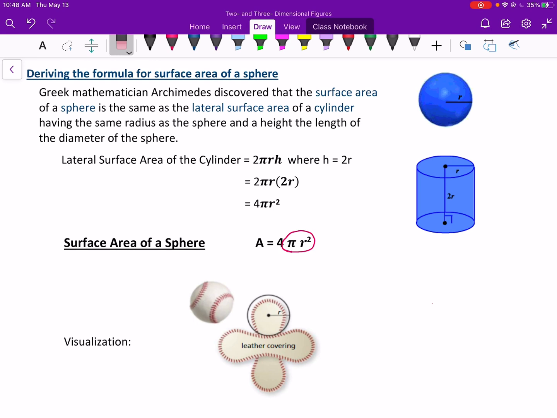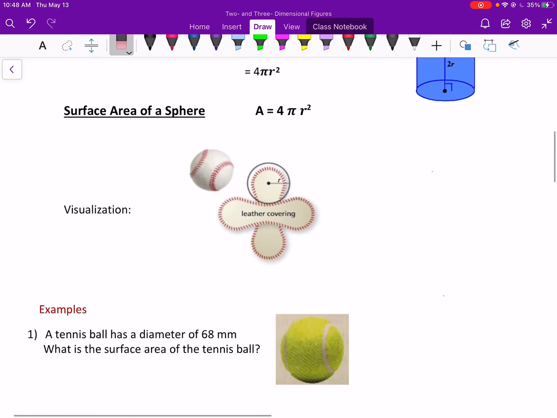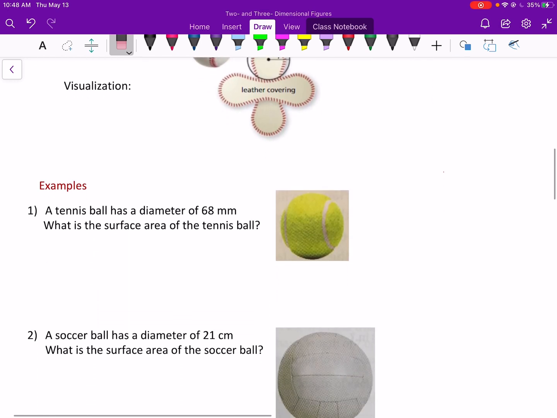So the surface area of a sphere can be found by taking 4 pi r squared. Whoops, it's not writing. SA equals 4 pi r squared. 4 circle areas. Okay, keep that in mind, is what that means.